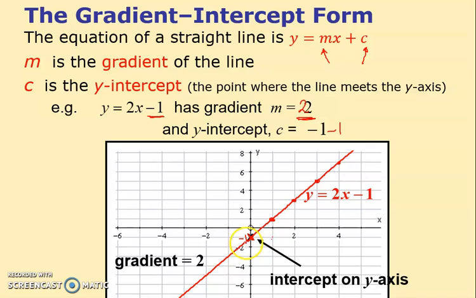Now you can go the other way. So if I go 1 left, I go 2 down. I go 1 left, I go 2 down. And you can see these points all form perfect straight lines. So it's no surprise that we draw a straight line through them. It just works really well.